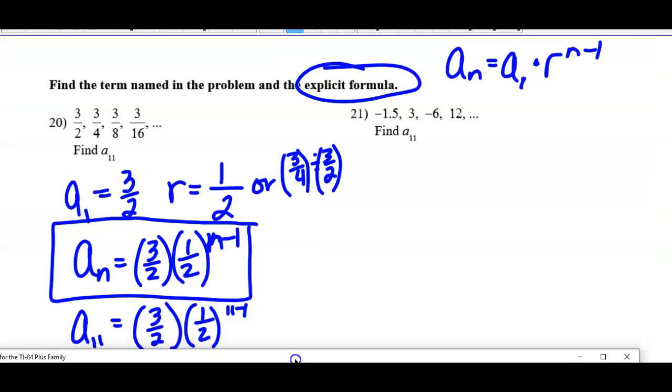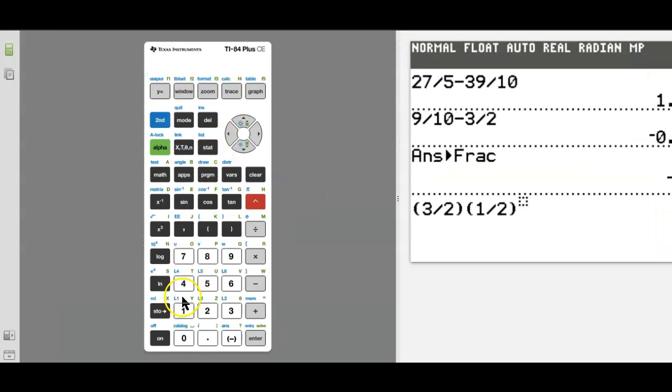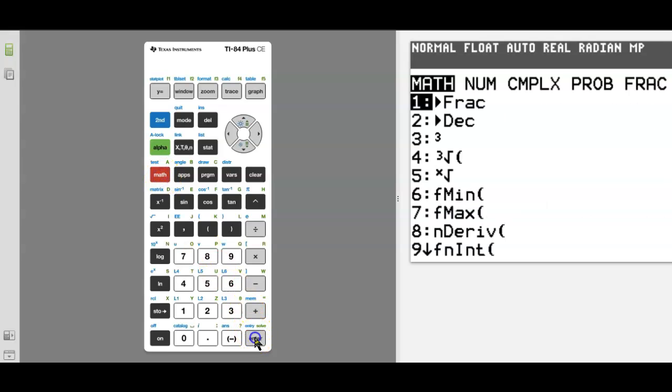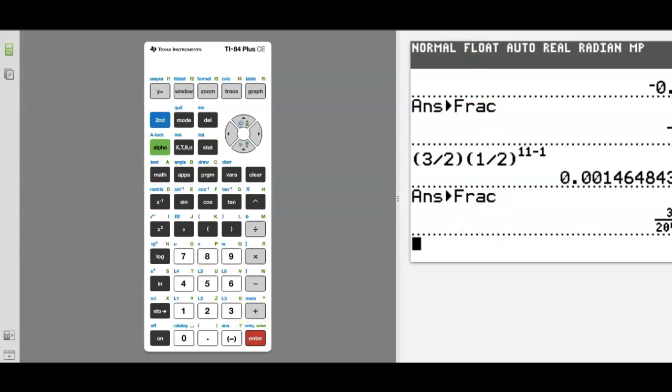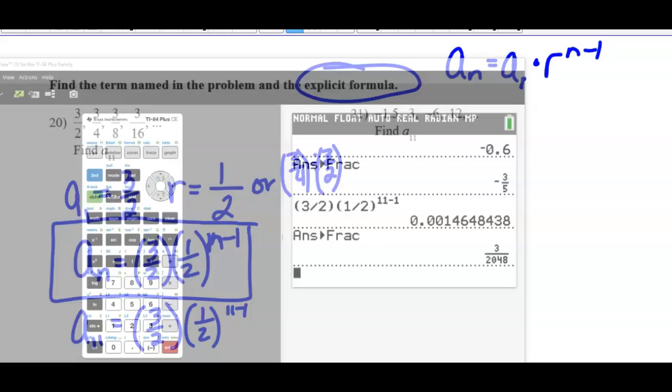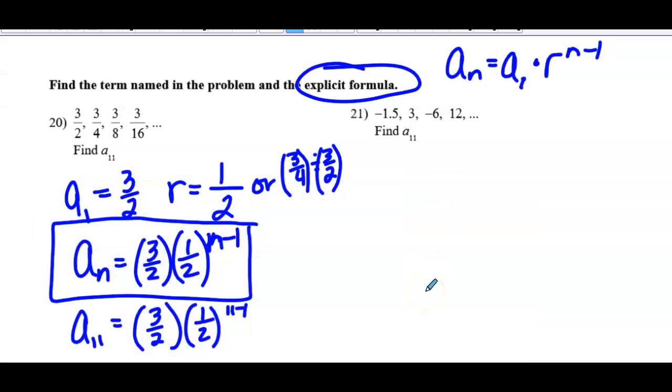And I already forgot what it was. 11 minus 1, we want the 10th term. Math, enter, enter, is 3/2048.